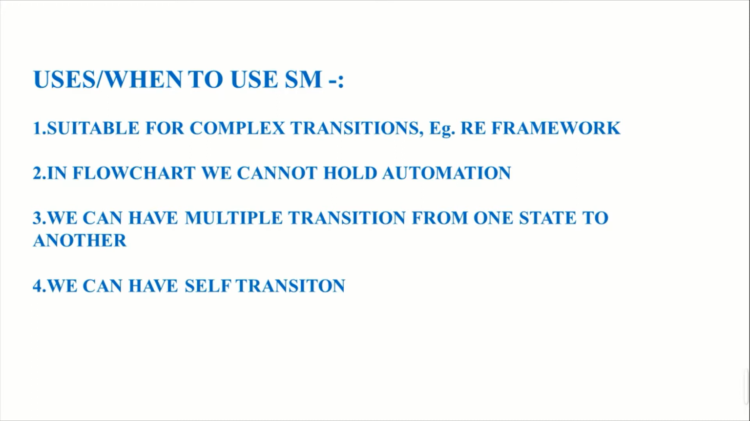The second one is that in a flowchart, we cannot hold the automation. That means we cannot wait for a particular activity to happen and trigger another activity. We can do that, but it is more complicated in the case of a flowchart. So that's why the state machine is very useful in that case.